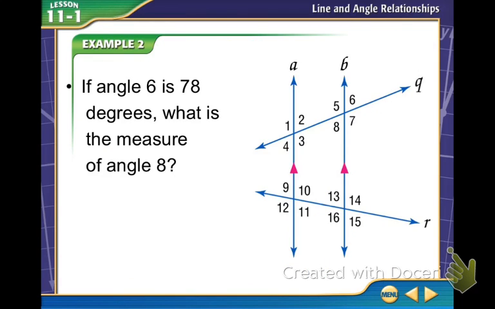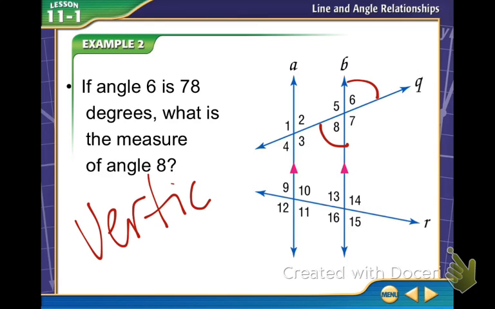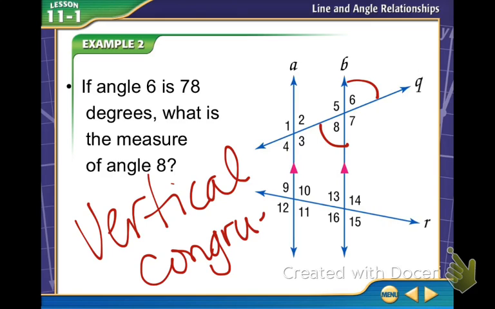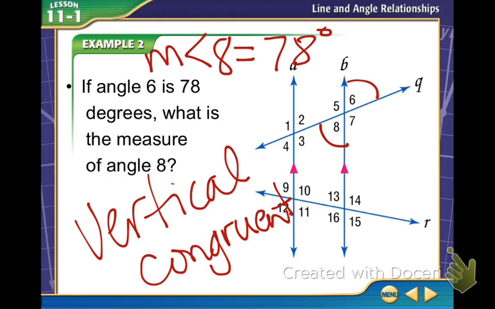Pause the video and figure out what is the measure of angle 8 here. Well, we can see that angle 6 is here and angle 8 is here. And because they're across from each other, or opposite angles, they're going to be vertical. And vertical angles are congruent. That means they are the same value. So we can say the measure of angle 8 is equal to 78 degrees because of vertical angles.